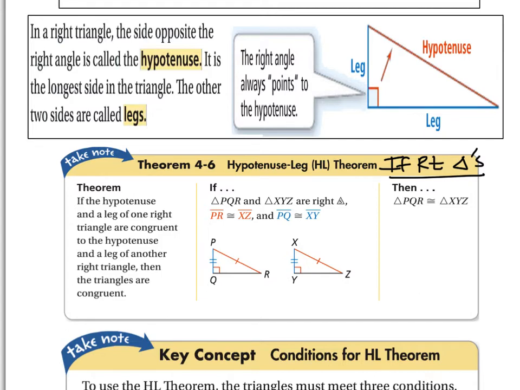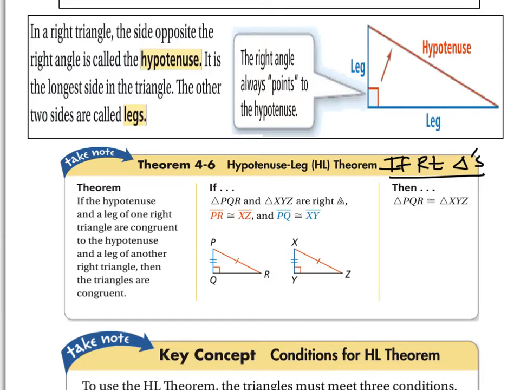So, it says here, if triangle PQR and triangle XYZ are right triangles, and then it says that the hypotenuses are congruent to each other, XZ and PR, and then it says another one of the legs, PQ and XY. Again, it doesn't matter what leg it is. As long as one leg and one hypotenuse are congruent to each other, we can say that the two triangles are congruent to each other. Okay? So it's another way to prove triangles are congruent. But in this case, it has to be right triangles. If it's not right triangles, you cannot prove that the two triangles are congruent by HL theorem.